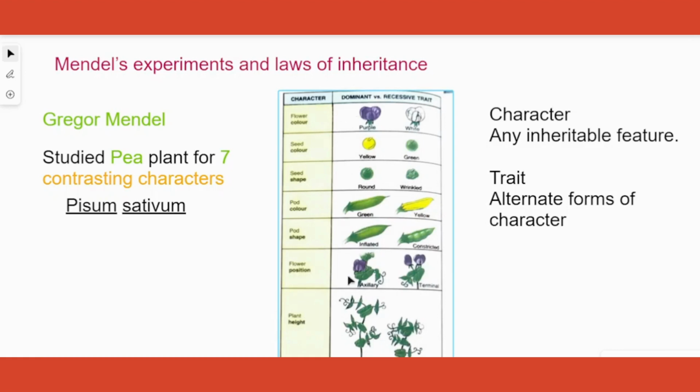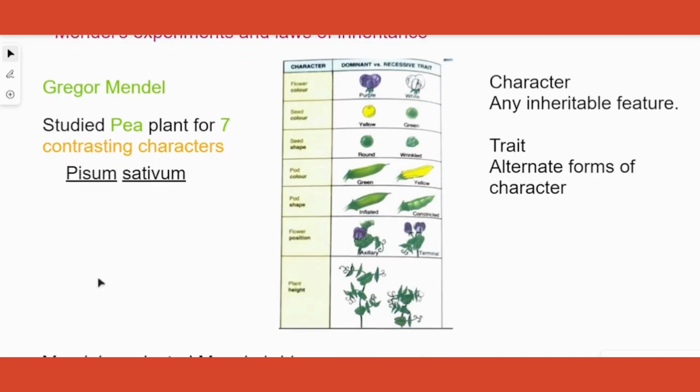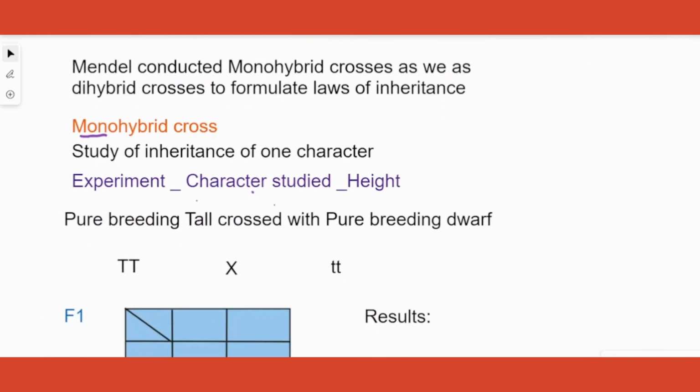The same way for so many other characters he studied, 7 of them, all the 7 you should know, and under the 7, which are the dominant ones and what is the recessive trait you should know. Because whenever a question is given to you to work out like this, they may not tell you which is the dominant one. Alright, coming to Mendel's experiments.